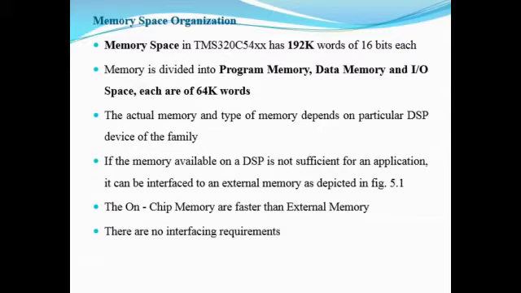So that 192K will be divided into three different memory spaces of 64 kilowords each. Program memory will have 64 kilowords, data memory will also have 64 kilowords, and IO space will also have 64 kilowords. So that makes a total of 64K times 3, which is 192 kilowords of 16 bits each.